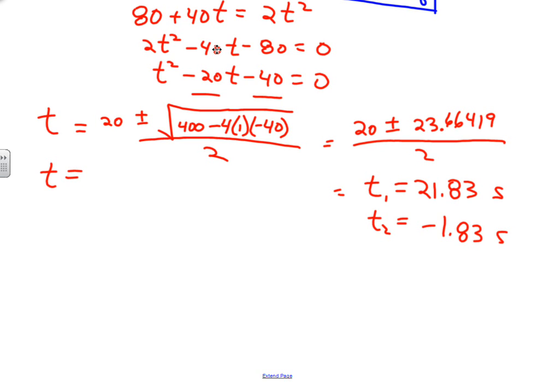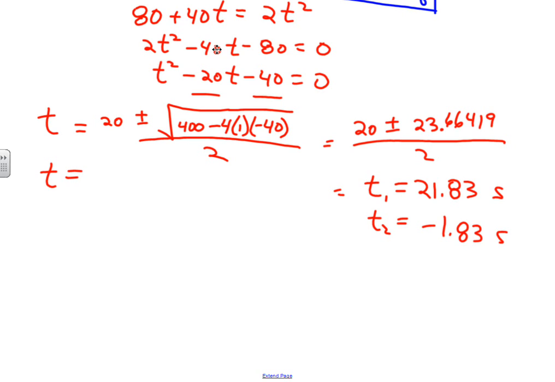Okay, we're back. And I tried the quadratic. I ended up getting 20 plus or minus, and then inside there, the square root stuff is 23.66419. If I add it and divide by 2, I end up with a positive time of 21.83.